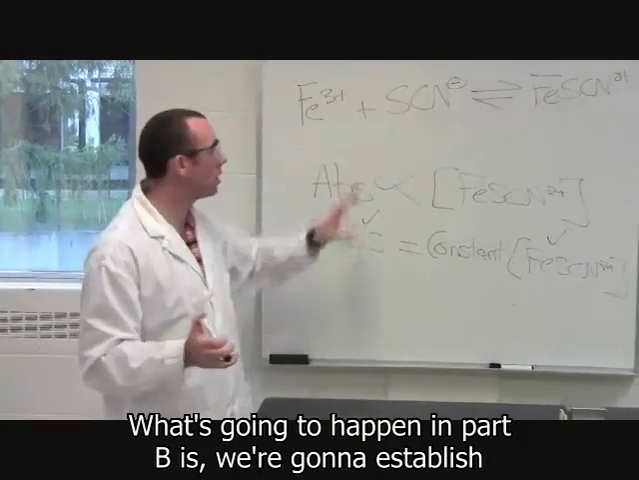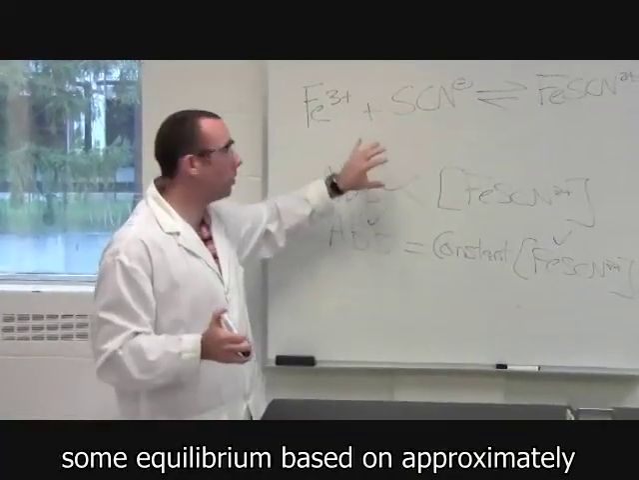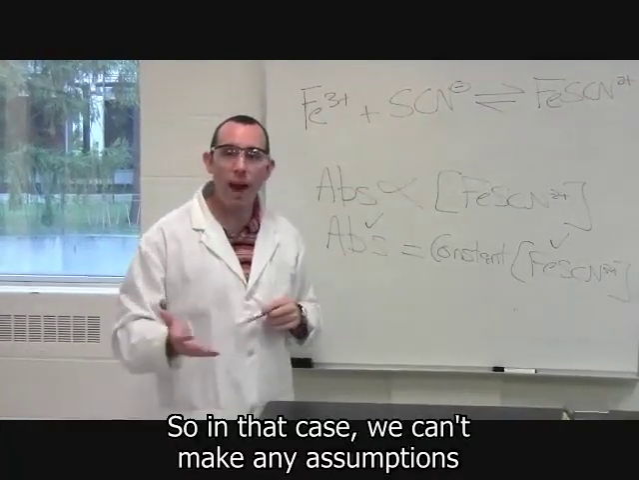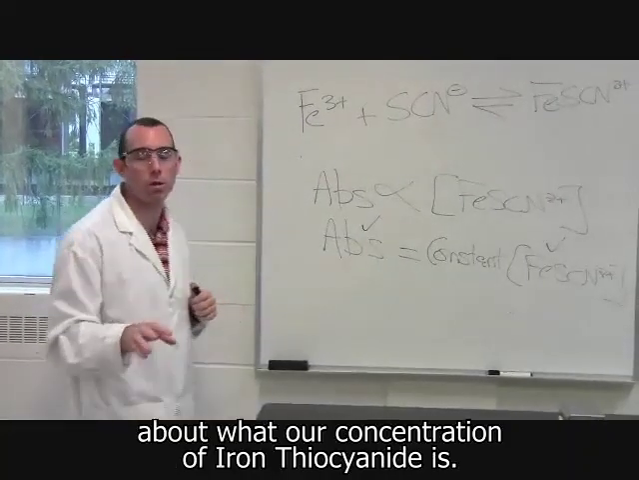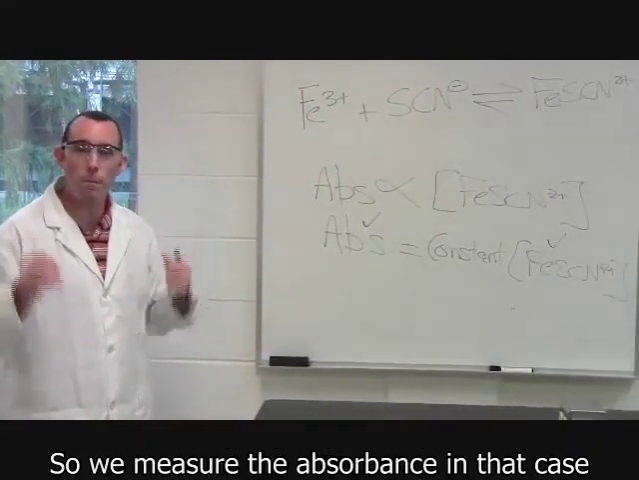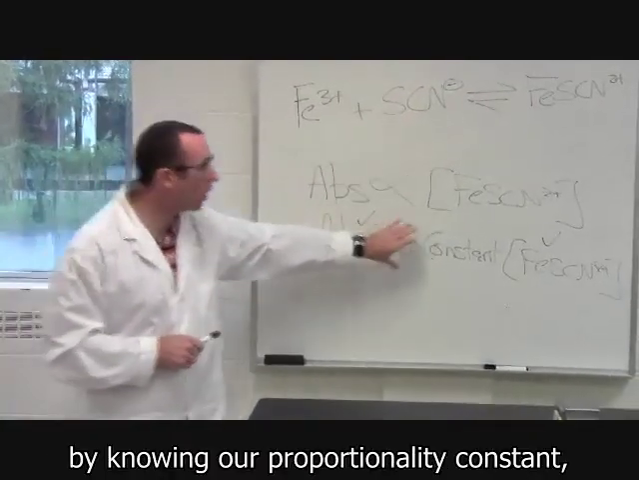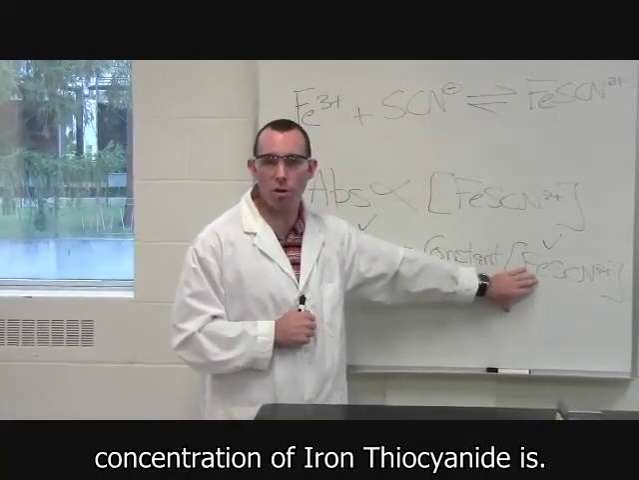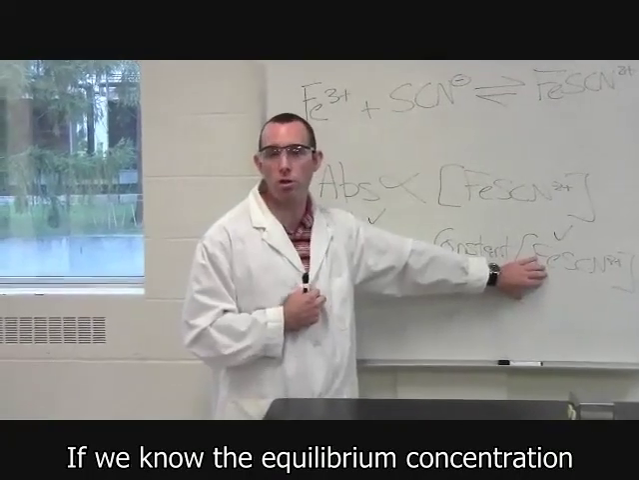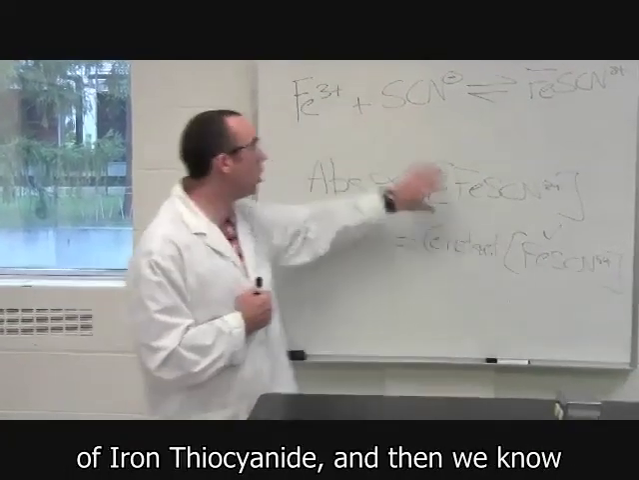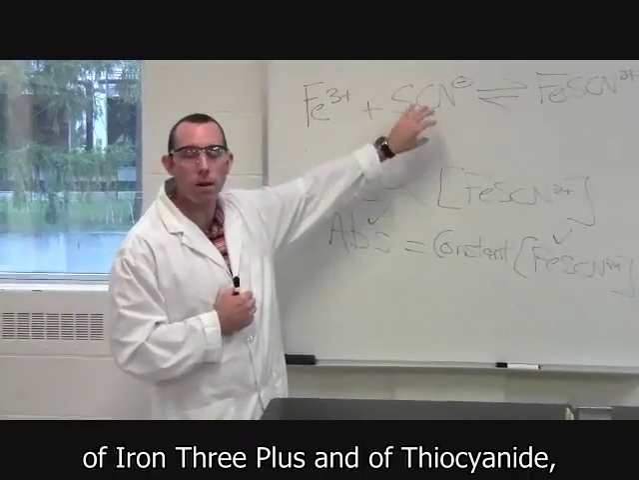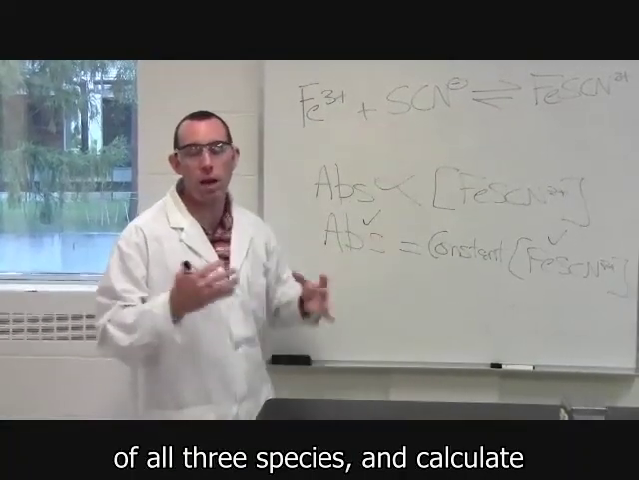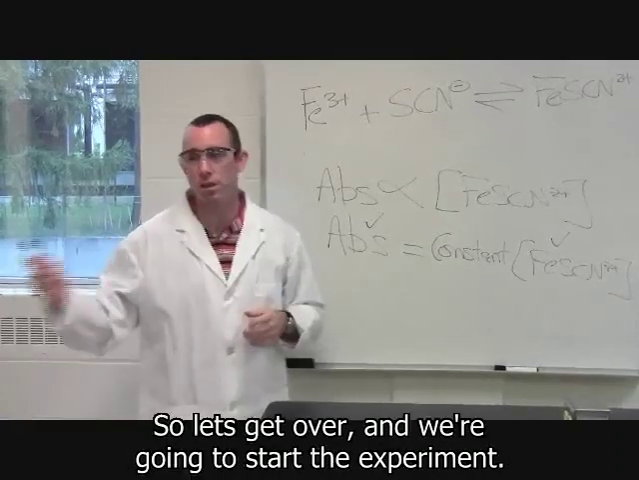What's going to happen in part B is we're going to establish some equilibrium based on approximately equal concentrations of iron 3 plus and thiocyanate. So in that case, we can't make any assumptions about what our concentration of iron thiocyanate is. We measure the absorbance, and knowing our proportionality constant, it'll let us know the equilibrium concentration of iron thiocyanate. If we know the equilibrium concentration of iron thiocyanate, and we know the initial concentrations of iron 3 plus and of thiocyanate that we started with, we can then calculate the equilibrium concentrations of all three species and calculate our equilibrium constant. So let's get over, we're going to start the experiment.